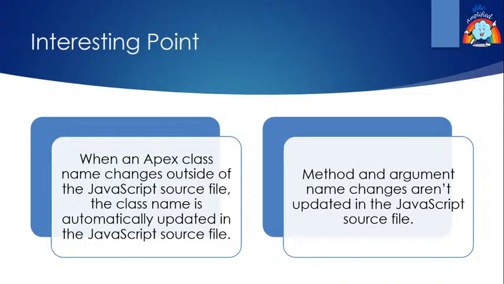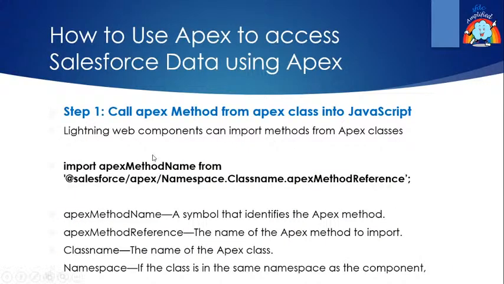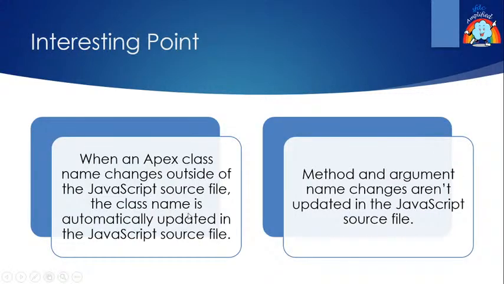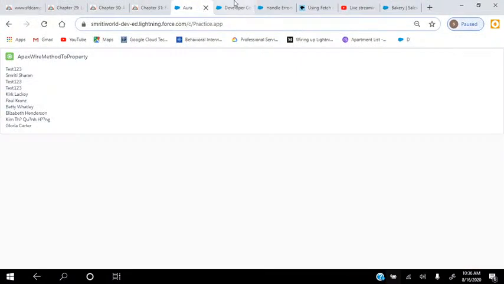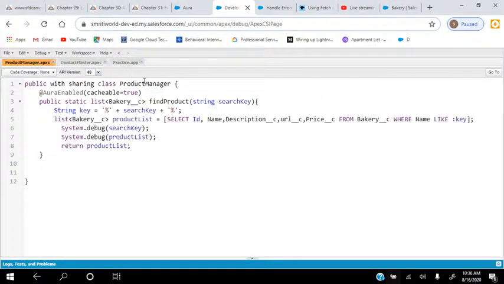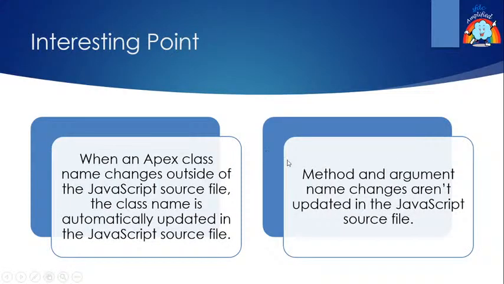Now here there is an interesting point: when an Apex class name changes outside the JavaScript, the class name gets automatically updated in the JavaScript file. But when we are talking about methods, then we need to change the name ourselves. For example, we have an Apex class. If this name changes, it is automatically changed in the JavaScript, that is the class name. But if we change the name of findProducts, that is the method name, then we need to change it there in the JavaScript as well.